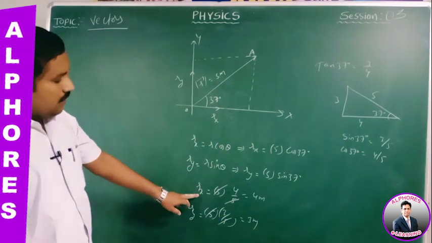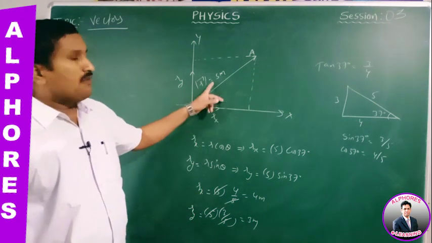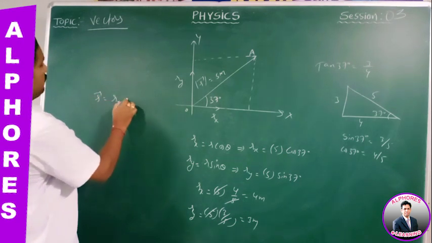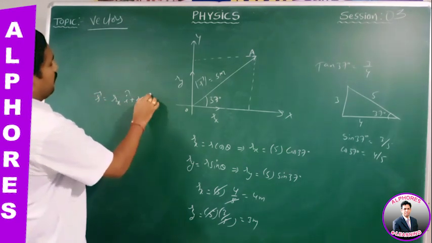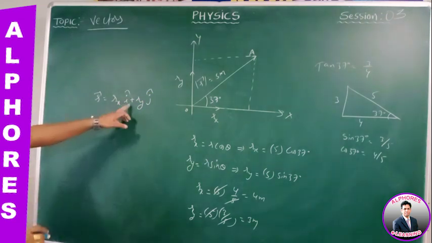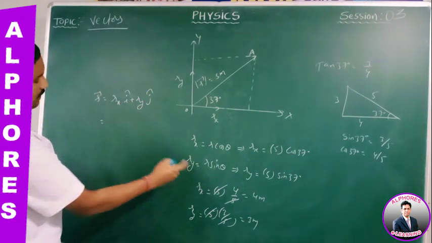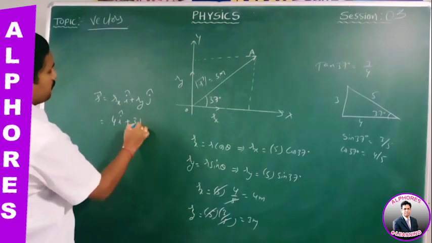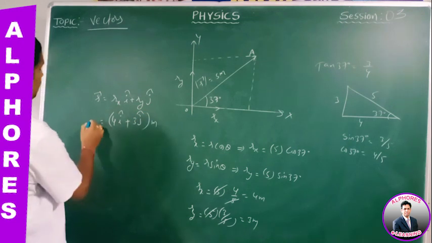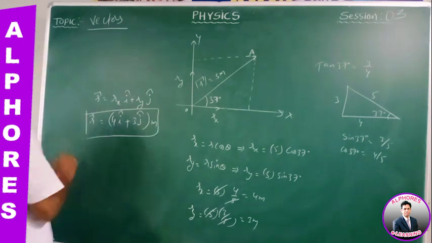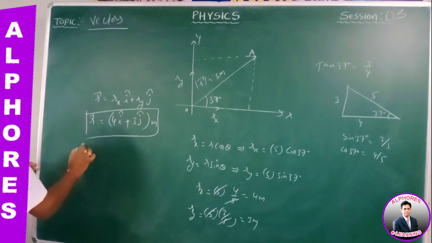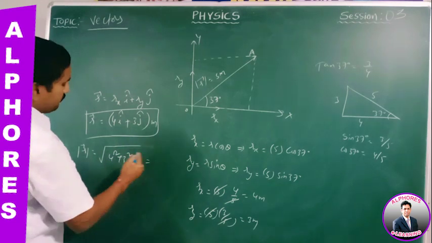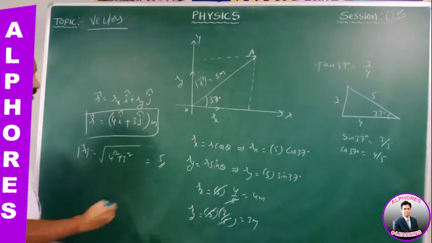If you have the horizontal component and vertical component of the given vector, then what is the actual expression for the vector? R bar is equal to Rx i cap plus Ry into j cap. What is the value of Rx here? 4 i cap plus, what is the value of Ry here? 3 into j cap meters. So this is the actual position vector. Now taking the magnitude of this vector, how much is it? Root of 4 square plus 3 square, which is 5 only. 5 meters, as given in the diagram.